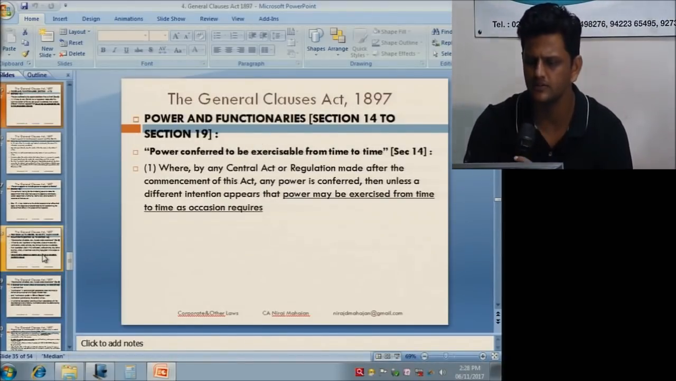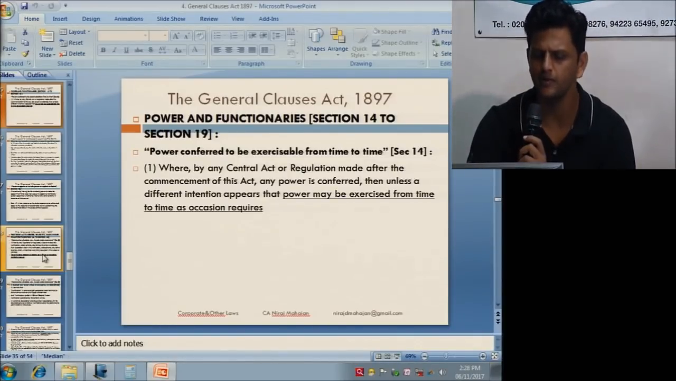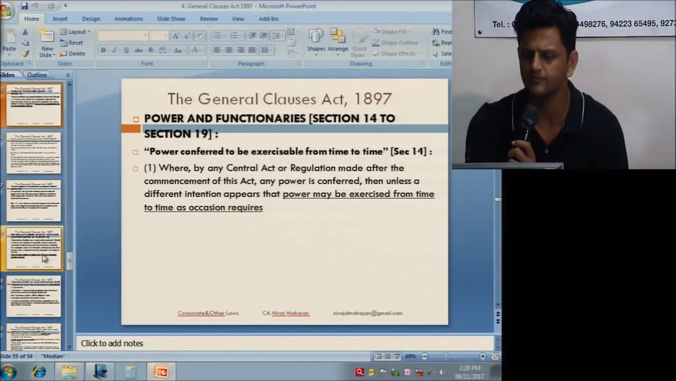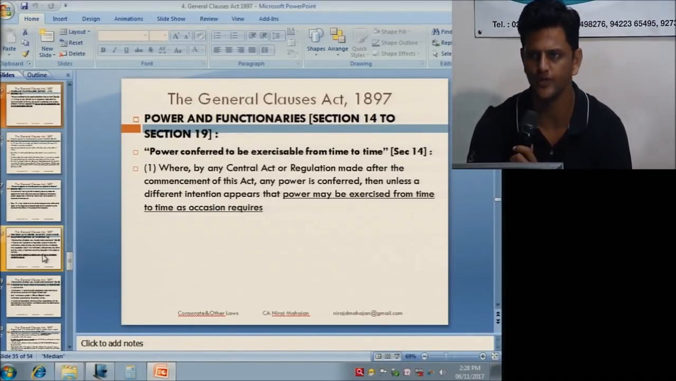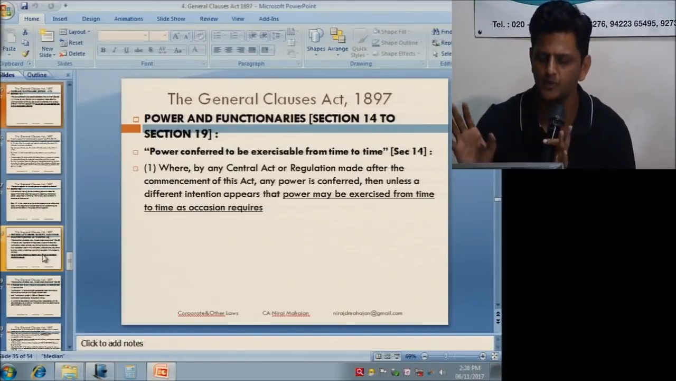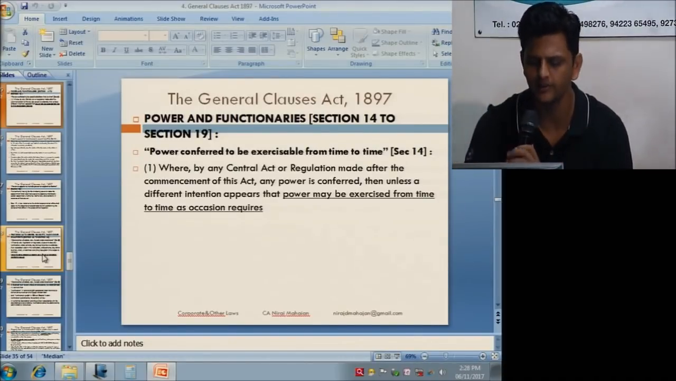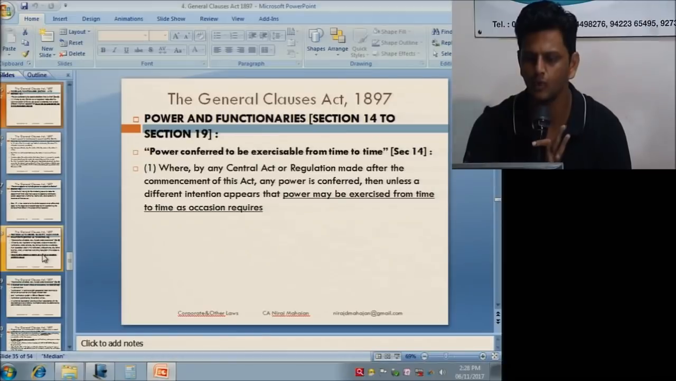Section 13. Power conferred to be exercised from time to time. Where any central act or regulation made after the commencement of this act confers any power on any person, conferred, you understand? Given. Any power is given, then unless a different intention appears, that power may be exercised from time to time as occasion requires. Just like your act is perpetual, the power given to you is also perpetual. You can use it as and when required, unless, of course, there is some other intention appearing in the act.